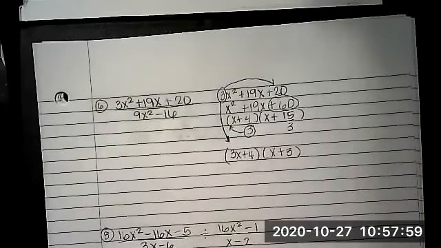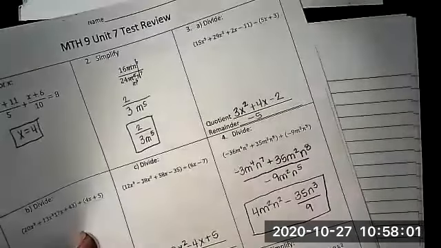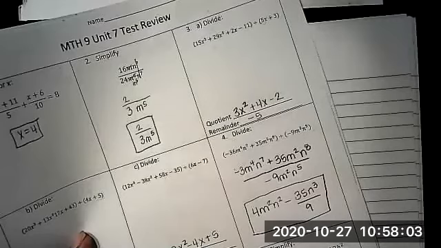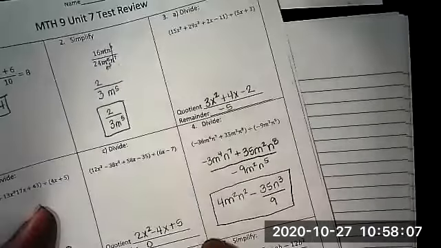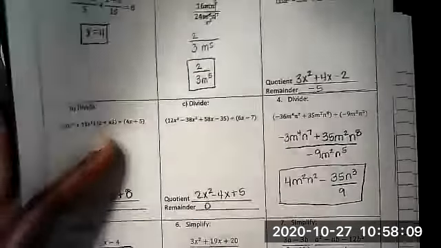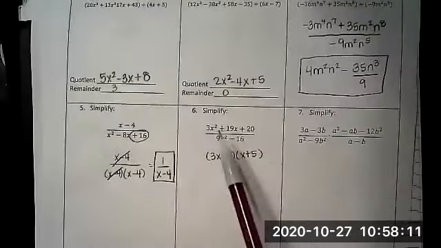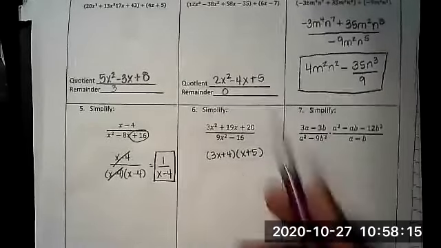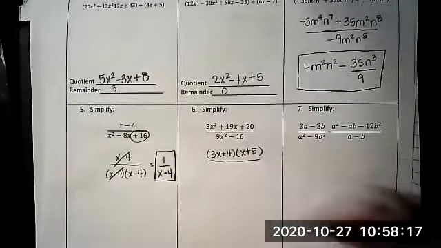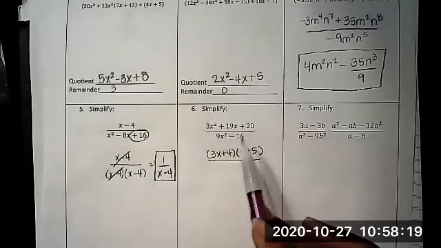All right, so that becomes now 3x plus 4 when I factor it, and that becomes x plus 5 here. Okay, so basically here what I did was I factored this, and it became this. And the bottom, when I factor it, of course, these are perfect squares.